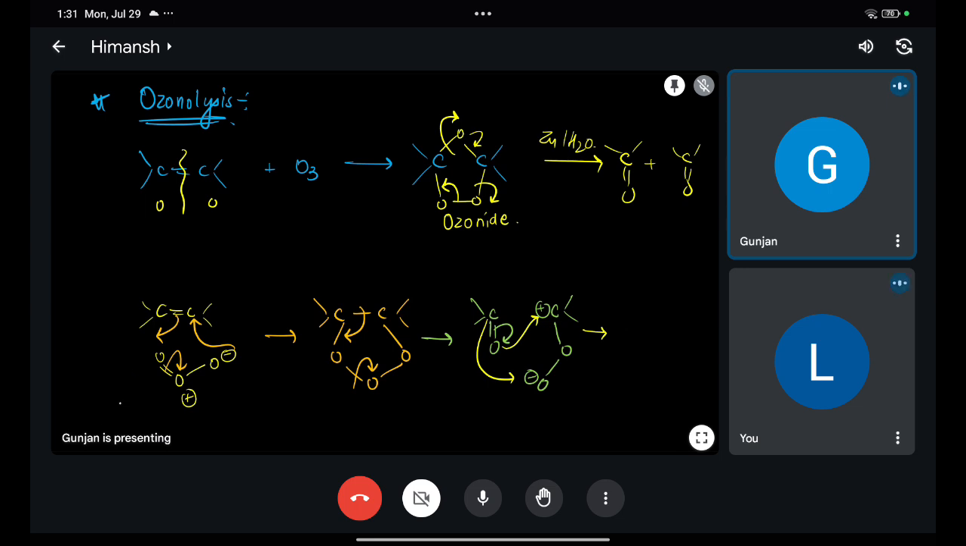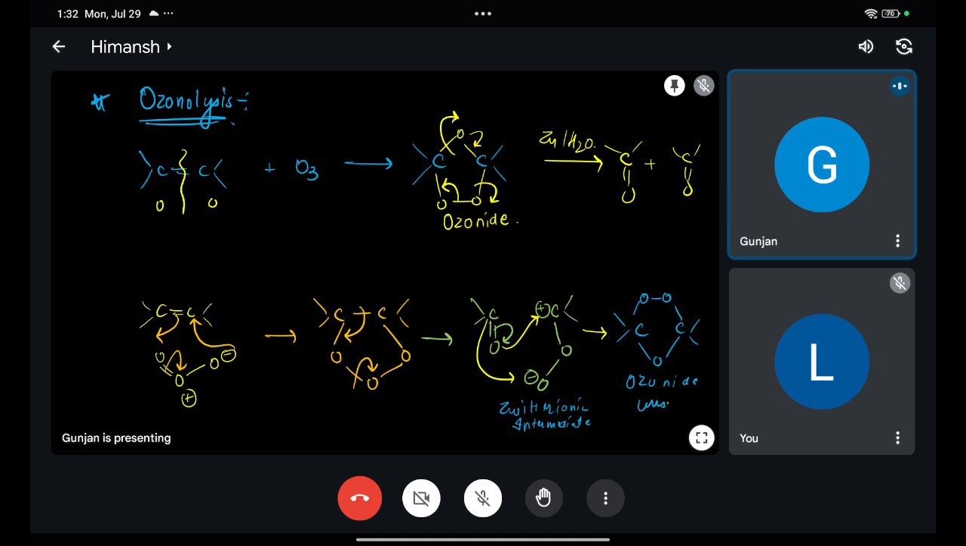Or no, Himansh? Yes, ma'am. Carbon, carbon. So this carbon, oxygen, oxygen, carbon. So oxygen, oxygen, carbon, and this carbon, oxygen, carbon. This is what I have drawn over here, ozonide. Okay, so this is the zwitterionic intermediate. Zwitterionic intermediate, it is forming because it contains both the positive as well as negative charge, and this is ozonide.